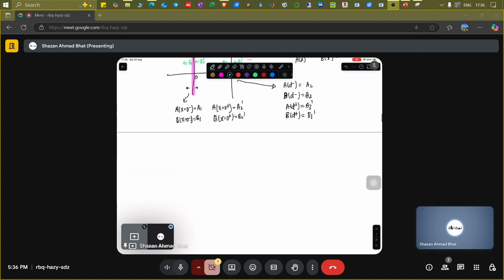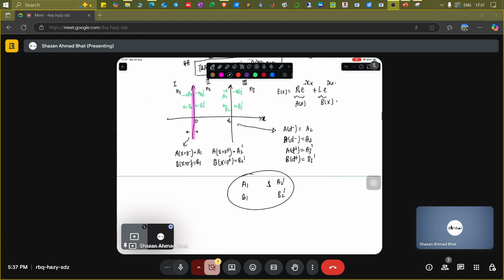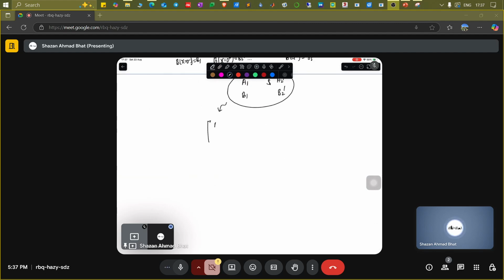Once you write this, you can relate A1, B1 and A2 dash, B2 dash. You can relate these two quantities, that means you can relate this particular quantity with this quantity and this one with this one. And you can do it back and forth, continuously. Once you know these coefficients, you can get the overall reflection and transmission. So how do we do it? If you relate the coefficients, you get A1, B1 to be equivalent to A2 dash, B2 dash times D1 inverse D2 inverse. These are 2 cross 2 matrices.